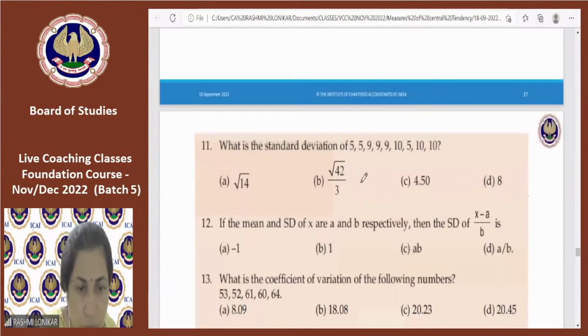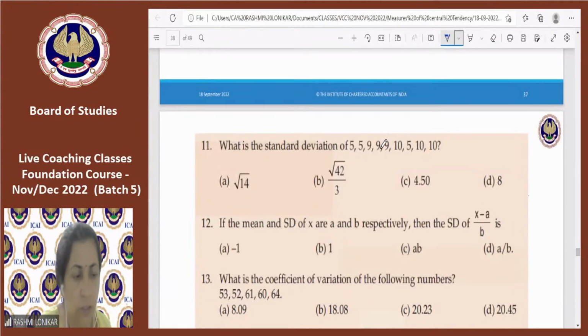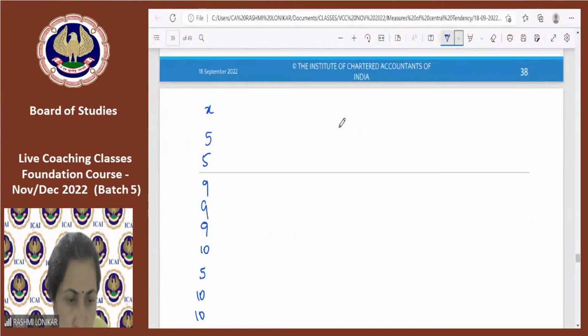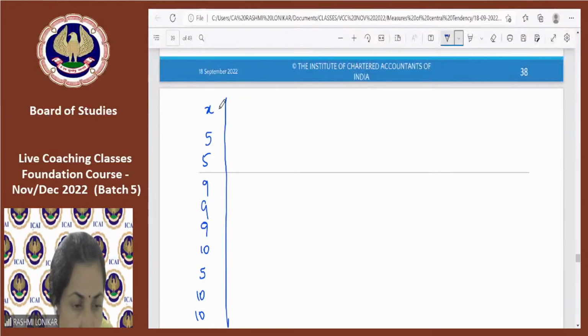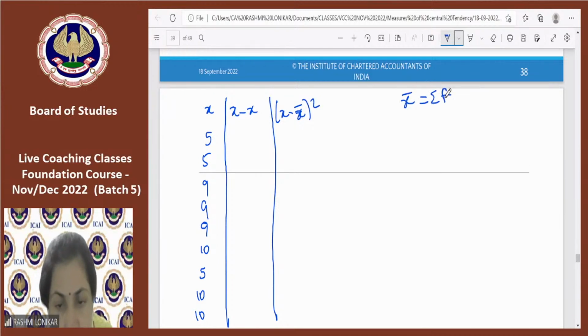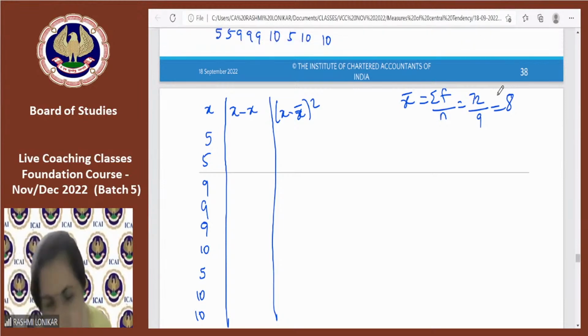What are you being asked to find out? Find out the standard deviation. So for standard deviation, what will be your first step? Your first step will be to find the mean. So then we will have the column of x minus x bar, and then the column of x minus x bar the whole square. So what is x bar? X bar is summation x upon n. Summation x is 72, n is 9, this is 8. So x bar is 8.